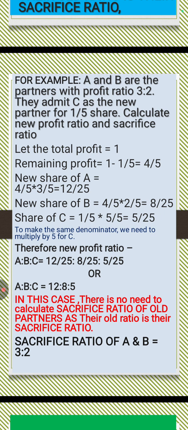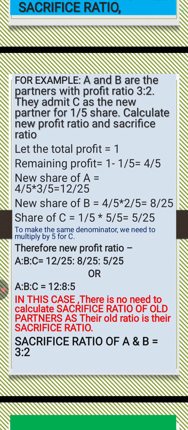A and B are the partners and their profit ratio is 3:2. C is the new partner for 1/5 share. That's all about the question. Just this information is given, with no information regarding sacrifice or new profit ratio. It means you have to apply the remaining profit method.